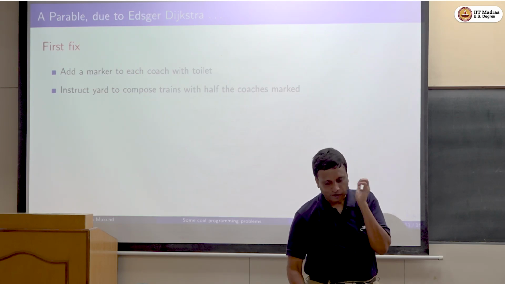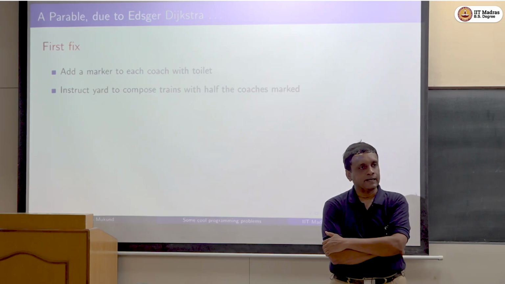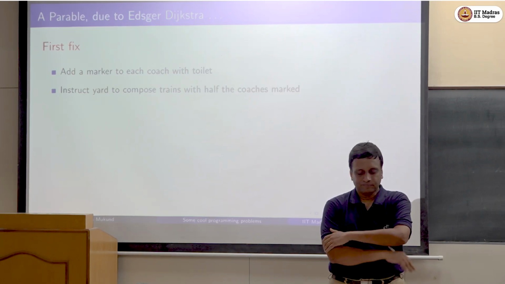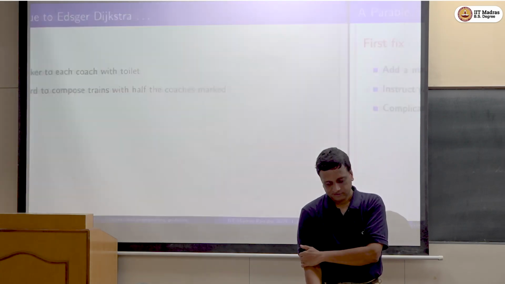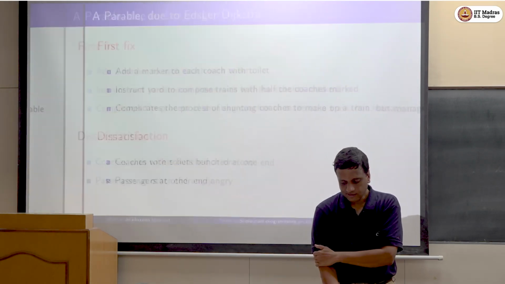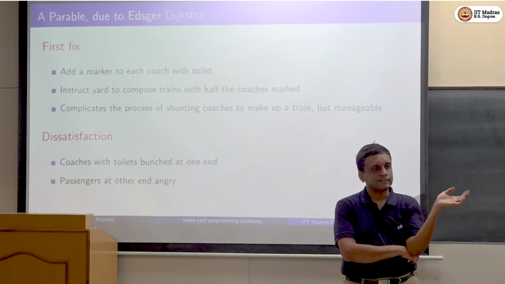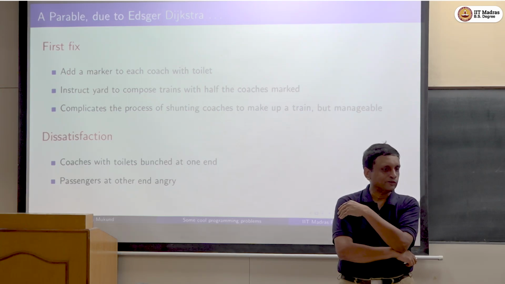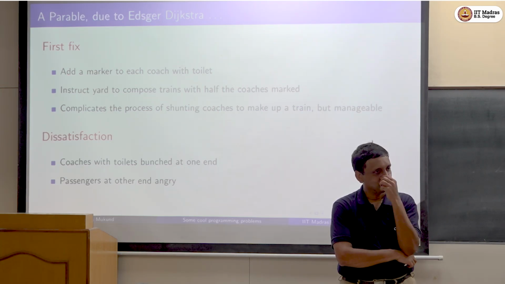So you can imagine that this is more an exercise at this point in one of Dijkstra's favorite areas, which is how do you describe your requirement as a programmer? So what happened here? Just because you have half the coaches with toilets doesn't mean that they're equally distributed. So all the coaches with toilets are in the front of the train, and at the back of the train there are no toilets.